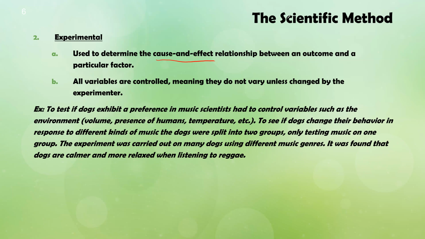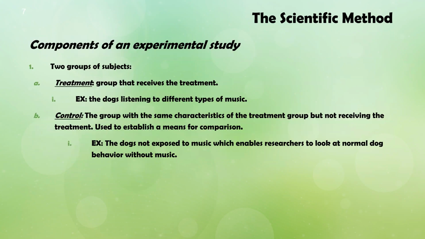Okay, so let's break this study apart and learn about the parts of an experimental study design. So first of all, there are two groups, like I told you. The dogs are assigned to two different groups. One is the treatment group, one is the control. So the treatment group is the group that receives the treatment. Different types of music, right?